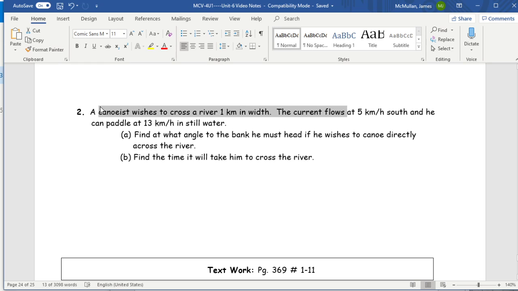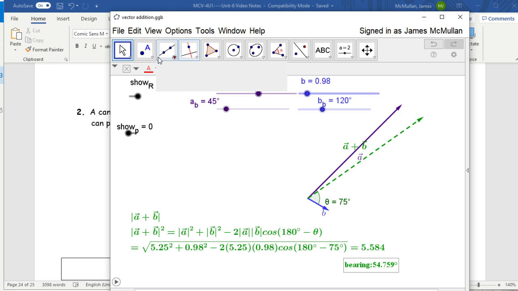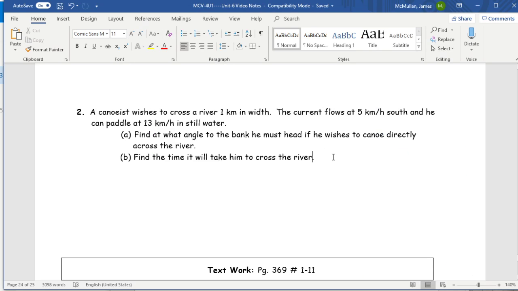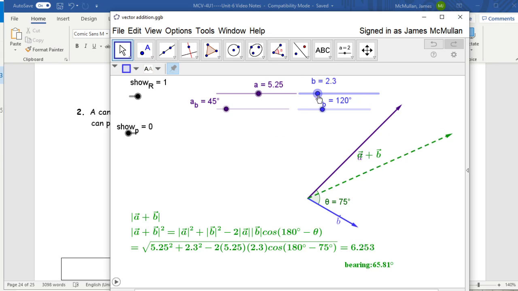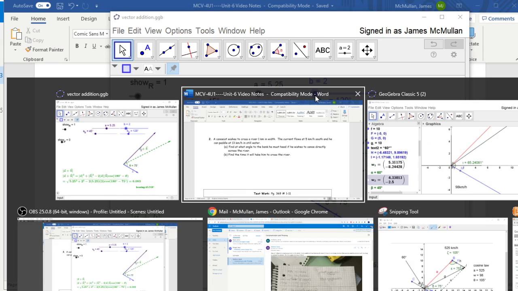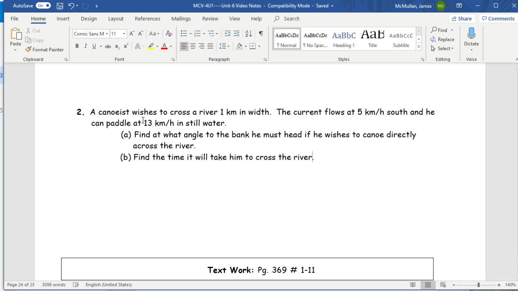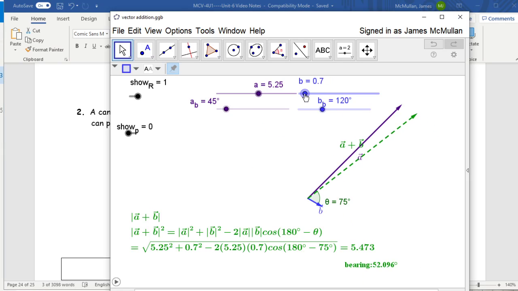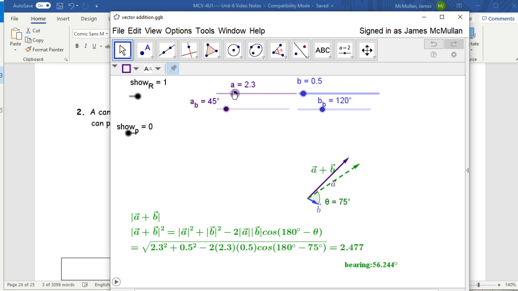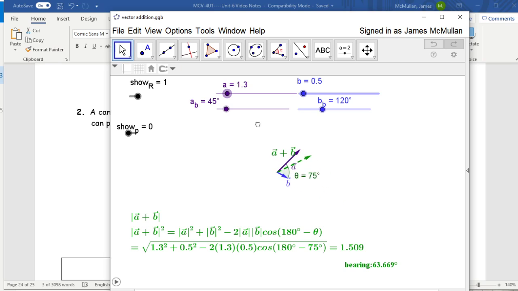Now, it's not totally clear. Well, yeah, no, I guess it is. If the current's flowing south, then the river's going south, right? So let's draw it in this format first. The first thing we're going to do is draw, let's make vector B the current. The current is 5, but I need to be able to fit 13, so I'm going to say it's 0.5, and the canoeist is going to be going at 1.3. Okay, so there you go.